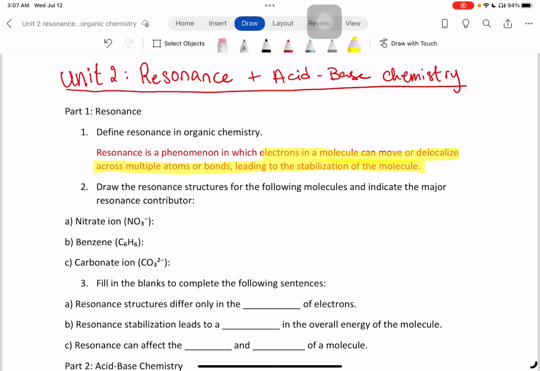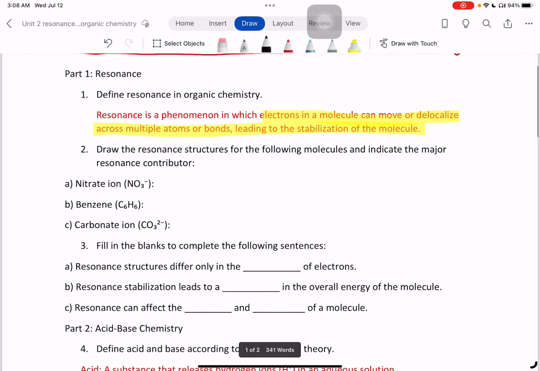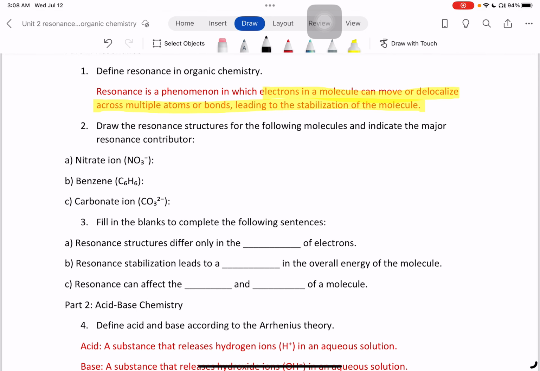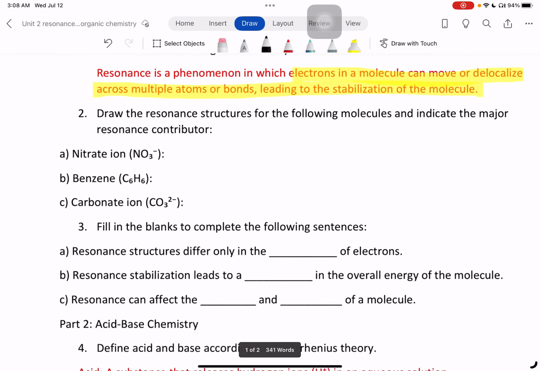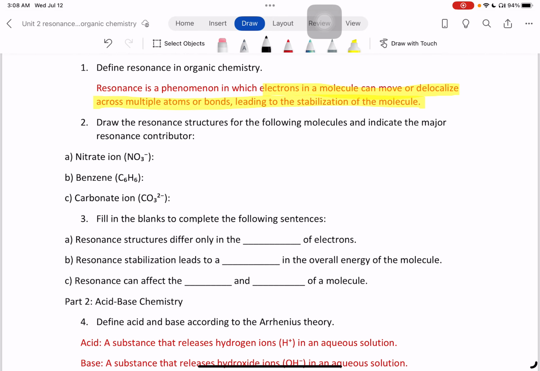Okay, so let's look at some of the examples right here. The second question says, draw the resonance structures for the following molecules and indicate the major resonance contributor. The first one we have is the nitrate ion, right? When we talk about the nitrate, we know that the nitrogen has 5 bonds, so it can form a bond with the oxygen, one with the oxygen, and there's 2 left, right? Now, we know it's a negative.